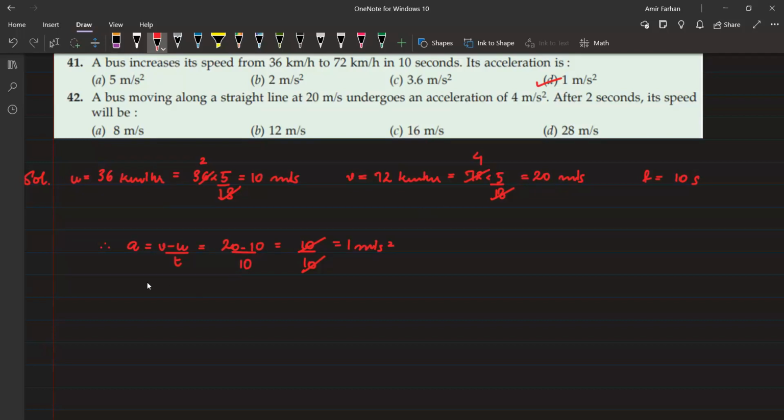Next question is saying that a bus is moving along a straight line with a speed of 20 meter per second and undergoes an acceleration of 4 meter per second square. After 2 seconds, its speed will be? So the initial speed is already given to you, that is 20 meter per second. Acceleration is equal to 4 meter per second square. Time given is 2 seconds, and you have to calculate the final velocity.